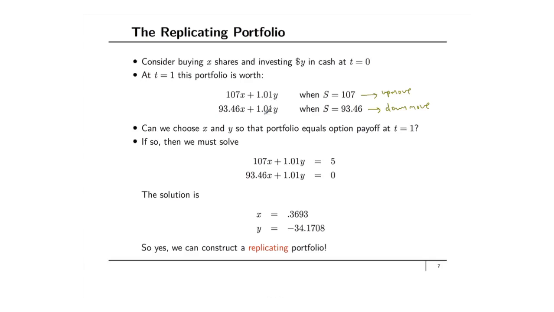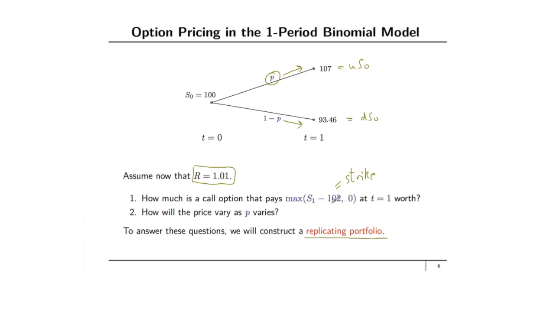So what we're going to try and do is choose X and Y so that this portfolio is equal to the option payoff at t equals 1. What is the option payoff at t equals 1? Well, remember, it's a strike of 102. So the option payoff at t equals 1 will be 0 down here. The stock price is at 93.46, the strike is 102, so you would not exercise the option, and the maximum is 0. However, if the stock price is worth 107 at t equals 1, then you're in the money. You would exercise the option and receive 107 minus 102, which is $5. So that's the value of the option C1 at time t equals 1.